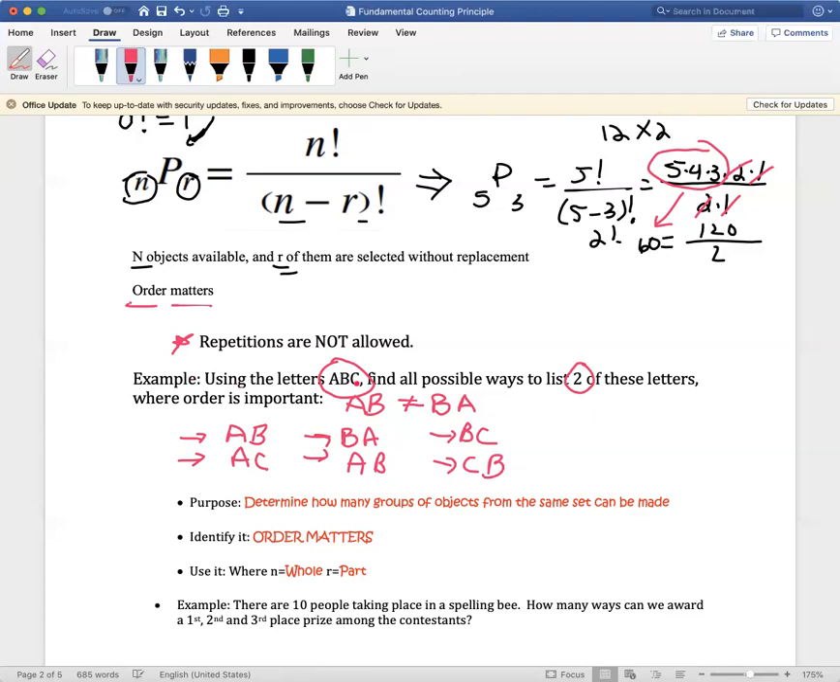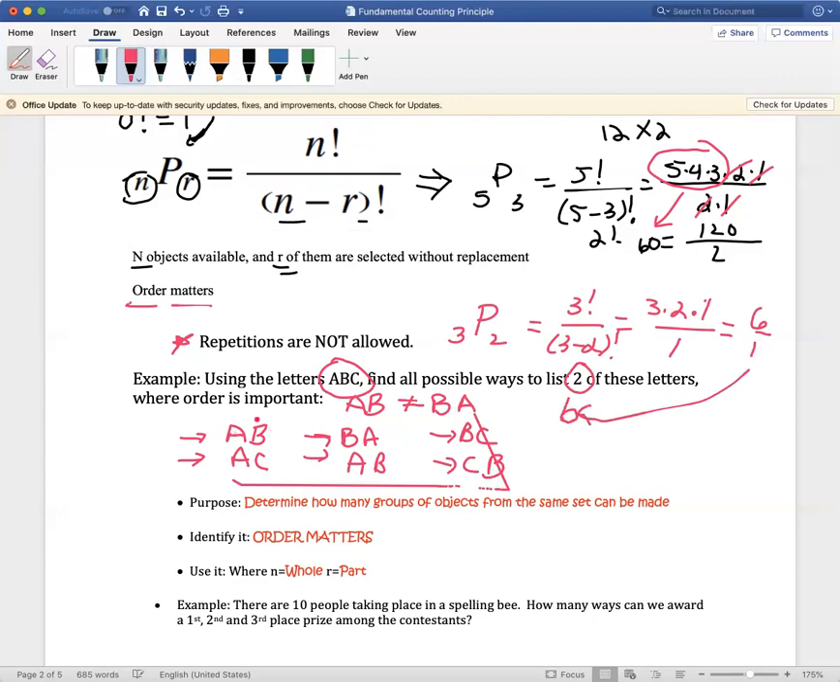So what that means is using the letters ABC, find all possible ways to list 2 of these letters where order is important. Here are all of the possible ways. And if we sum these up, I hope you can see that we have 6 total ways in which we can do it. If we take 3 things, and if we select 2 of them, where order matters, well, then we get 3 factorial divided by 3 minus 2 factorial. And that's the same thing as saying 3 times 2 times 1 divided by 1 factorial, and 1 factorial is just 1. 3 times 2 times 1 is 6, and 6 divided by 1 is 6. And these are the 6 possibilities: AB, AC, BA, BC, and CB.